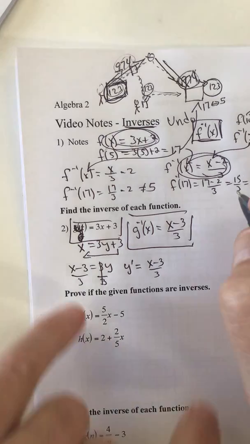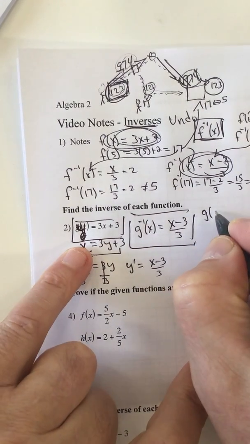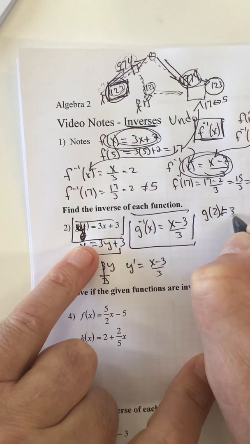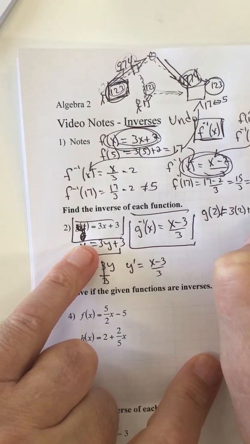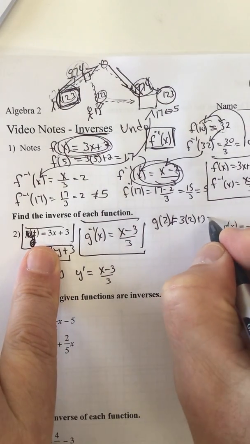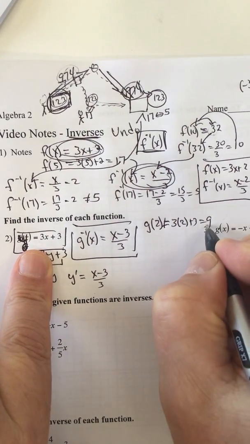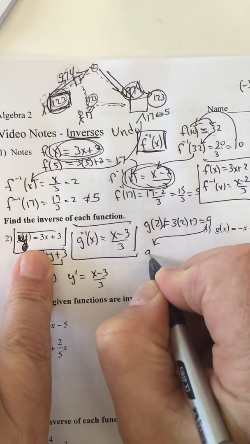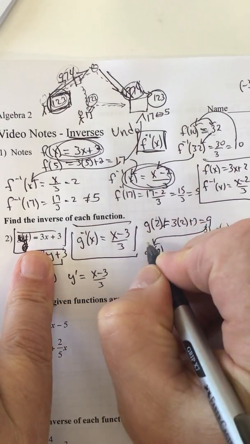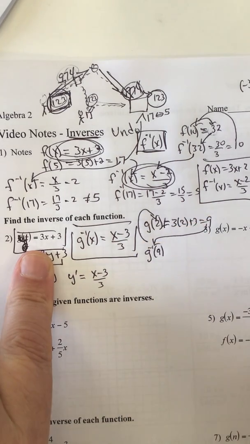Now we can test it. Let's just test it on something. Let's make up something like maybe a 2. g at 2 was 3 times 2 plus 3. See that? I just put the 2 right there. Okay, that's 6 plus 3, so that's 9. That means if I put 9 in the inverse, g inverse of 9, I should get back 2. That should give me back the original.